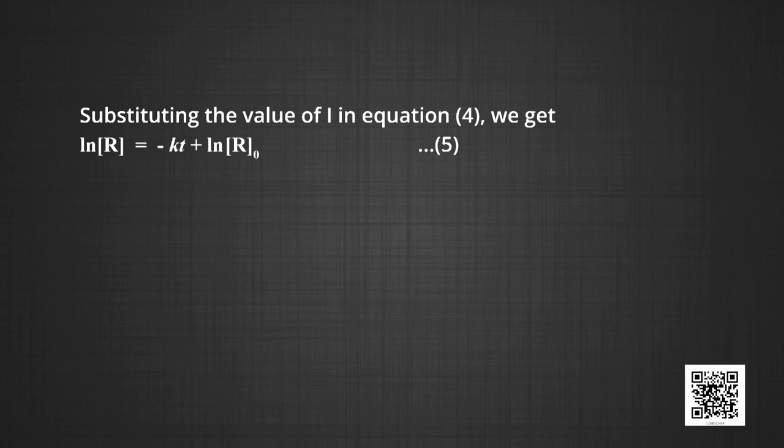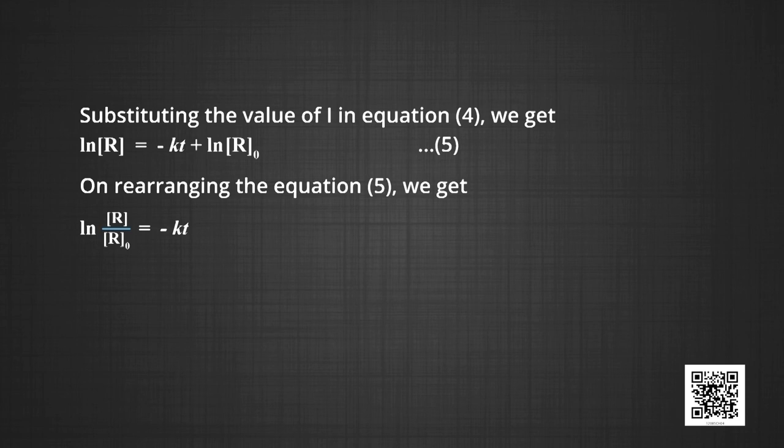Now, substituting the value of I in equation 4, we get ln [R] equals minus kt plus ln [R]0. Now, on rearranging the equation, we get ln [R]/[R]0 equals minus kt, or k equals 1/t ln [R]0/[R]. Now, this is our equation 6.